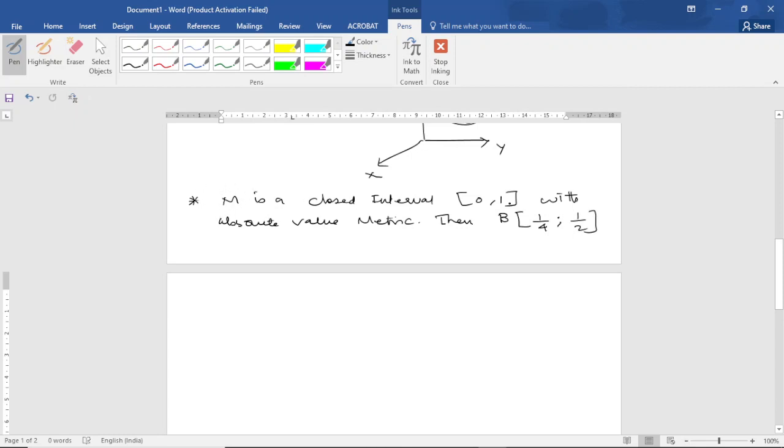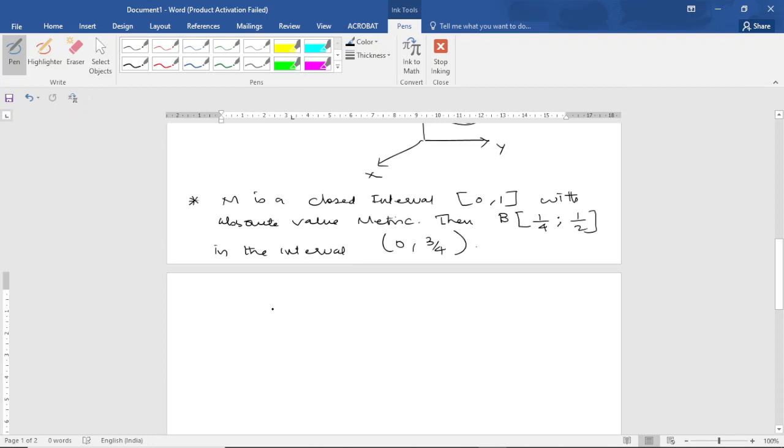See, this is the space under consideration, not the real line. Only M, the closed interval, is our space under consideration, and this is the open ball. We say then B is the interval [0, 3/4).